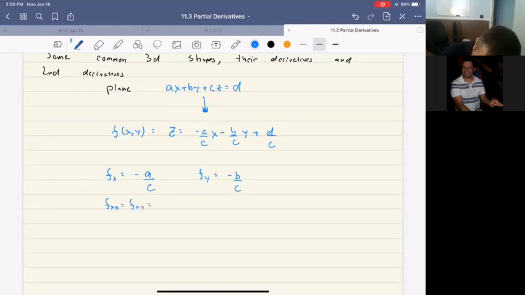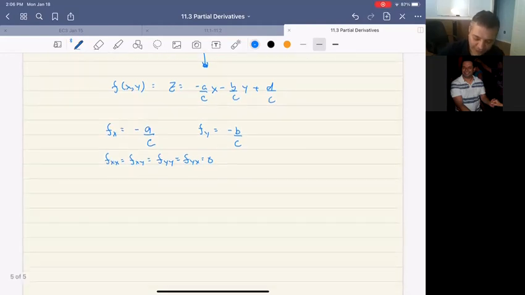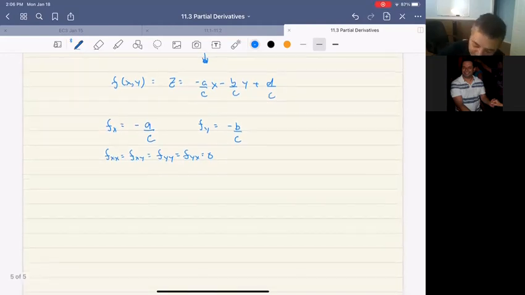All the second derivatives are 0. Okay, all the second derivatives are 0. Okay, so that's a plane. Let's look at another one. Let's look at a sphere, which is a little bit different.